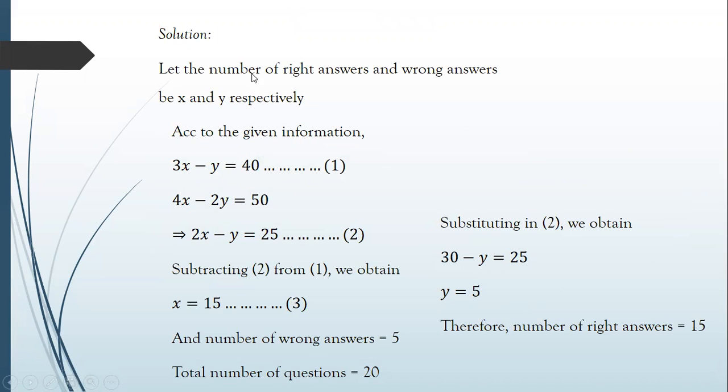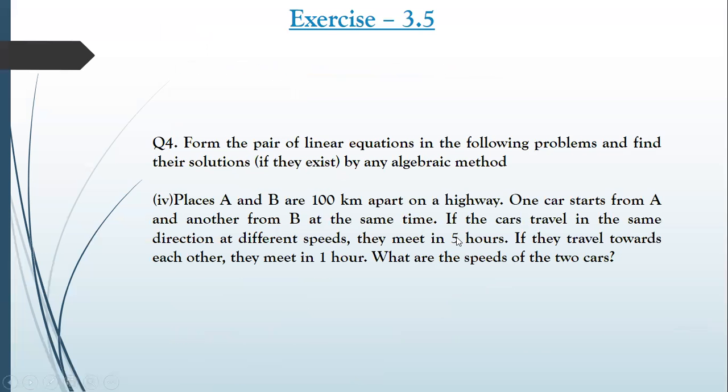So, let x be the number of right answers and y be the number of wrong answers. So, 3x minus y is 40 and 2x minus y is 25. Subtracting these two, y will get cancelled. So, we get x as 15. Substituting this again in equation 2, we get y as 5. So, number of wrong answers is 5, number of right answers is 15. Totally, 20 questions were there.